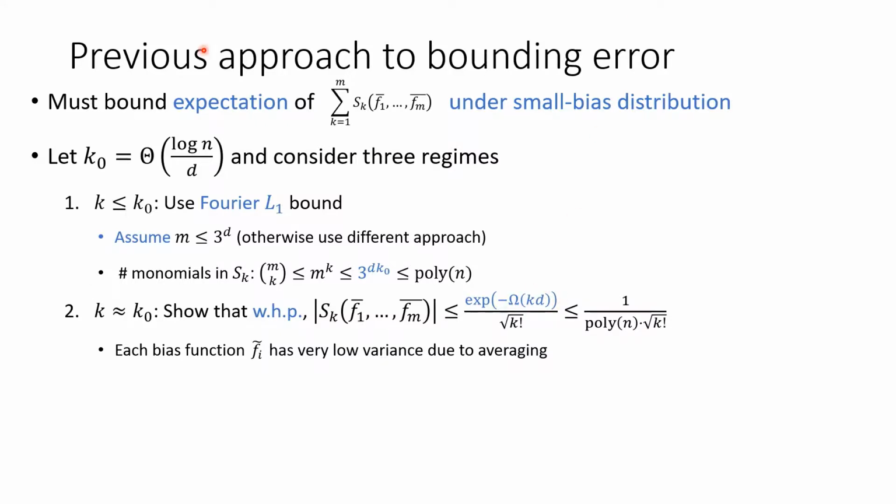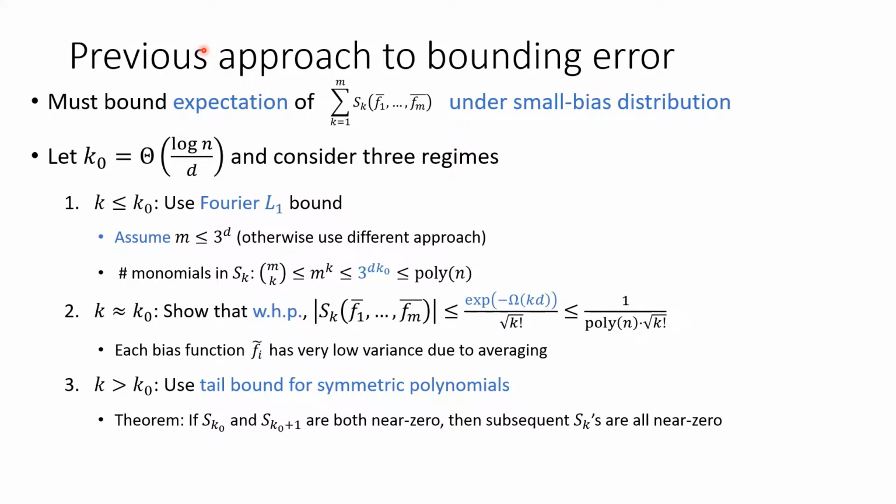Finally, consider the late error terms, when k is larger than k0. For these terms, we use a tail bound for symmetric polynomials. There are these cool theorems that say, if two sk's in a row are near zero, then all the subsequent sk's are also near zero. Since sk0 and sk0 plus 1 are both near zero with high probability, this takes care of all the late error terms.